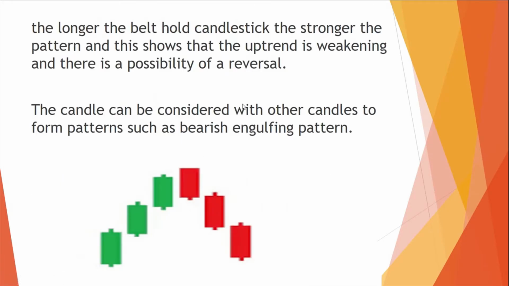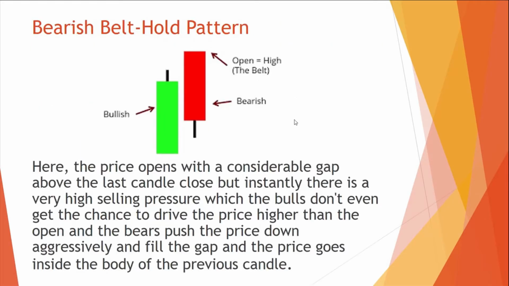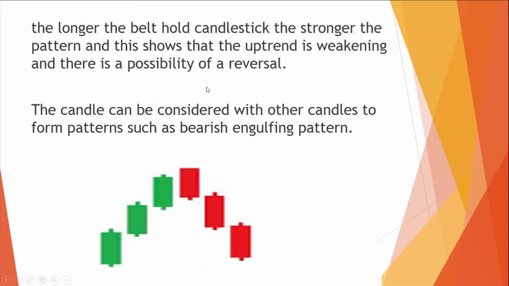The longer the belt hold candlestick, the stronger the pattern. Now, the longer the green candle here, the stronger the pattern, and this shows that the uptrend is weakening and there is a possibility of a reversal. So we see that the uptrend is weakening and then there is a possibility of a reversal, which we see that there is a reversal immediately.